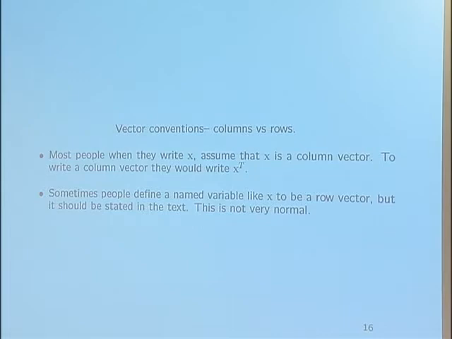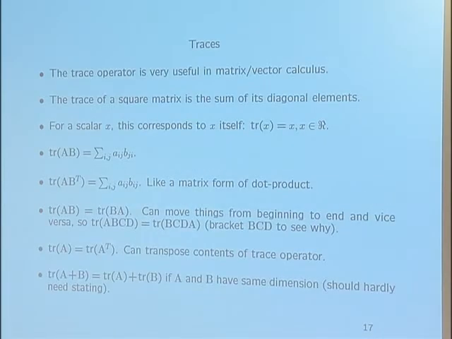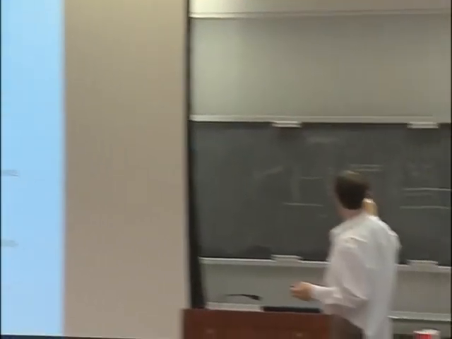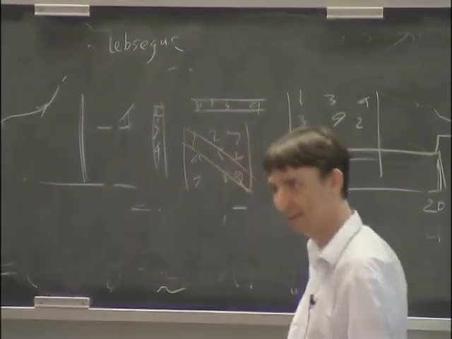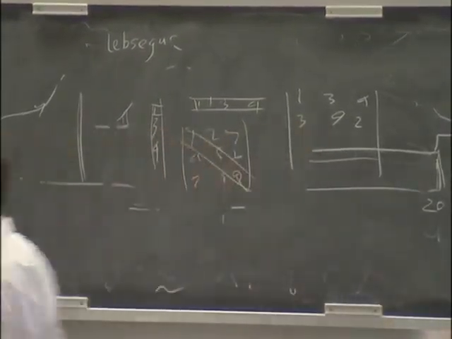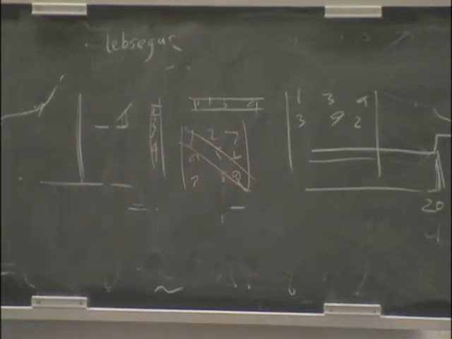I'm not going to go into this. I mentioned this before. Something that's very useful in vector and matrix calculus is the trace operator. Trace is a very trivial function. The trace of a square matrix is the sum of its diagonal elements. So suppose your matrix is 1, 2, 3, 4, 5, 6, 7, 8, 9. The trace of this is 1 plus 5 plus 9. It seems like it wouldn't be very useful, but it is quite useful in these kinds of situations.